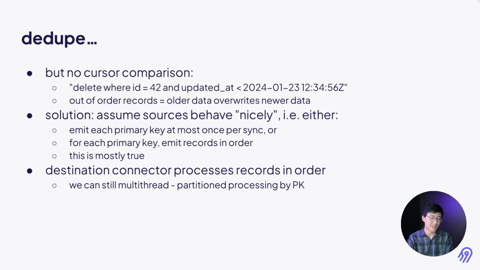That's not great. And this is one area where if you've got better thoughts, I'd love to hear them. Because our solution here is essentially just assuming that sources behave nicely. Either a given primary key shows up once per sync, or if it shows up multiple times, those multiple times are ordered by cursor value. And for the most part, that does hold true. If you're doing select star out of a database as your source, you're going to get every record once. If you're tailing a CDC log, you'll get those records in order. And we don't even have to take too much of a performance hit on the destination side within our connector, as long as we partition primary keys off to the same thread consistently. We can still run quickly.